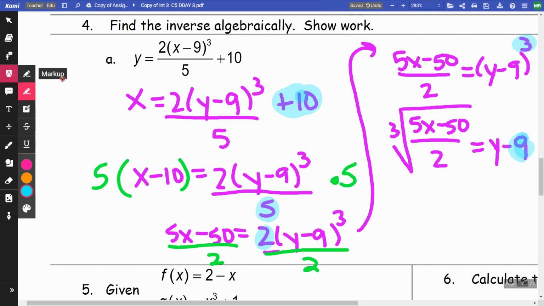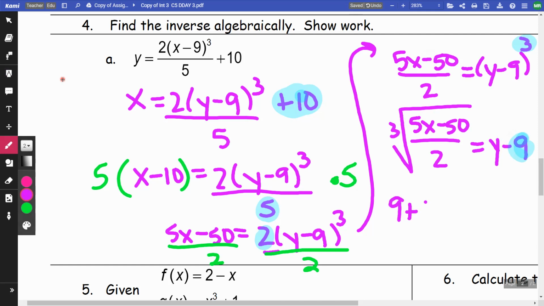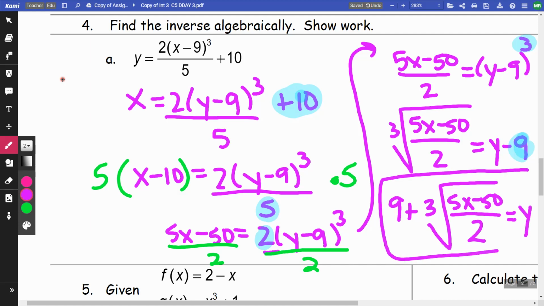And the last step is to get rid of this minus 9. So I'm going to add 9 to both sides. I'm going to put the 9 in the front, 9 plus the cube root, and that whole (5x minus 50) over 2 is all underneath the radical, is equal to y. And that is our inverse.